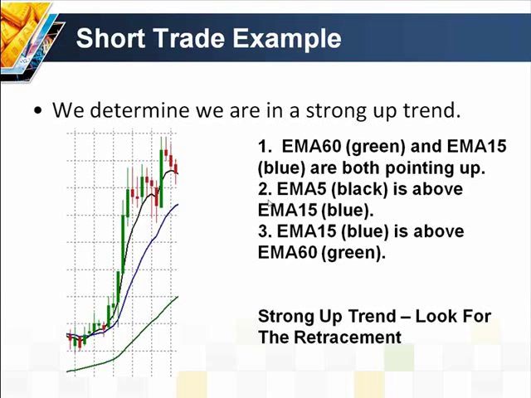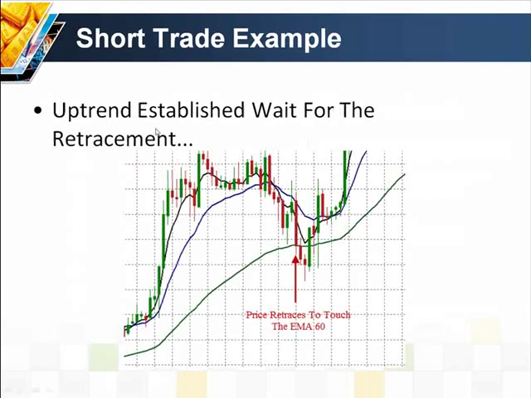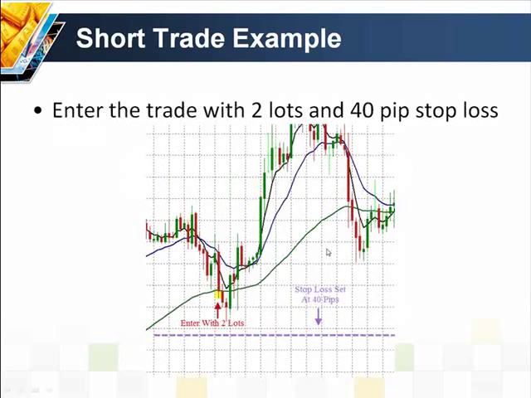We look for the retracement, which will be our entry point. So the uptrend has been established. We wait for the retracement, and in this case, looking at the chart, the price is up. We've determined an uptrend. We wait for it to retrace until the point where it touches the EMA 60, and that is our entry point. We enter the trade with two lots and a 40 pip stop loss.